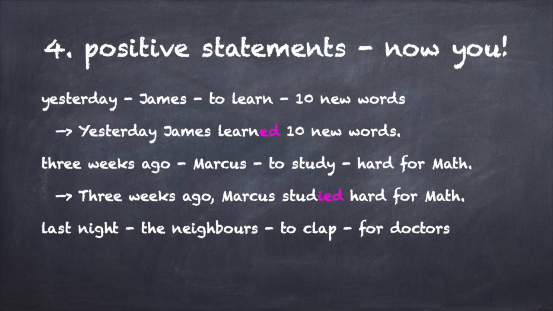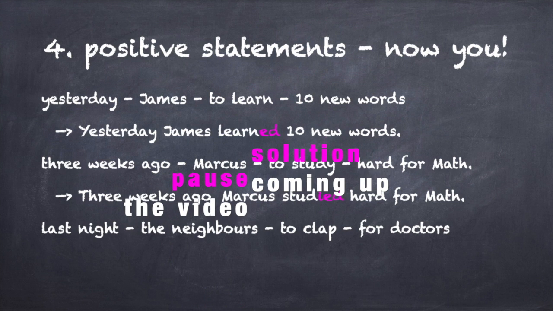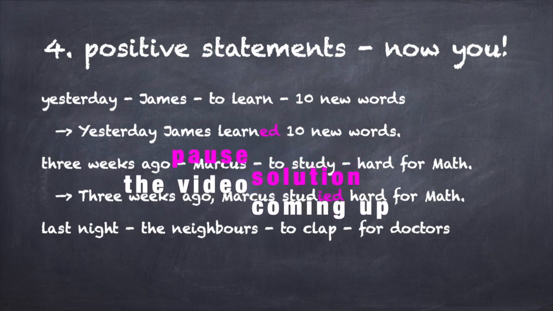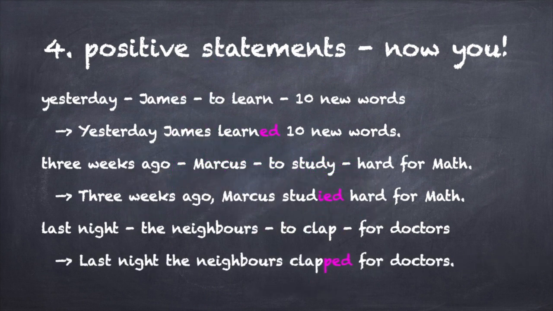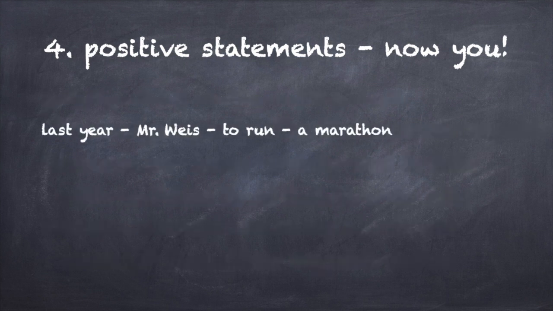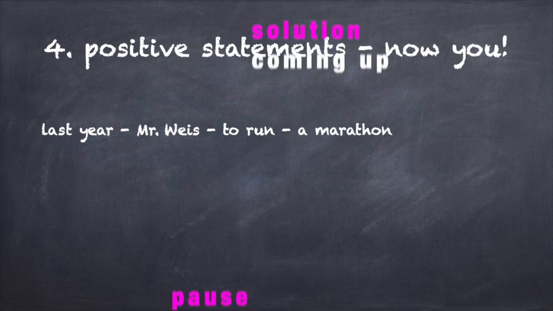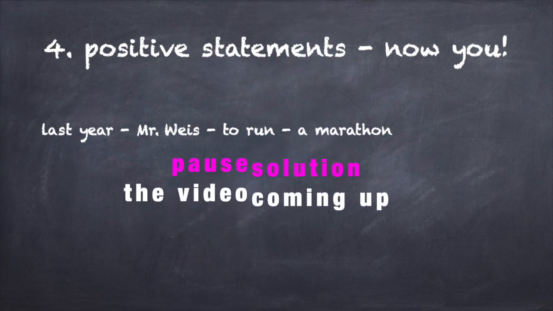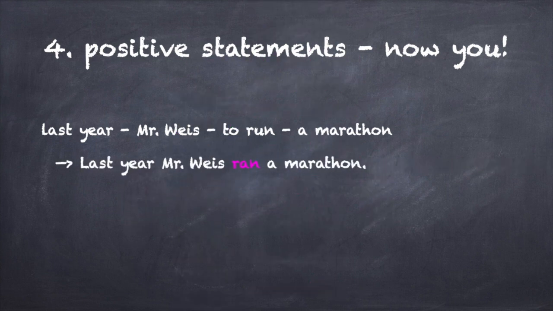Don't forget that clap ends in a consonant, a single consonant. Remember what happens to single consonants. And here is the solution. Last night the neighbors clapped for doctors. Alright, one last example, now with an irregular verb. Pause the video, write down your sentence, because here's the solution. Last year, Mr. Weiss ran a marathon.